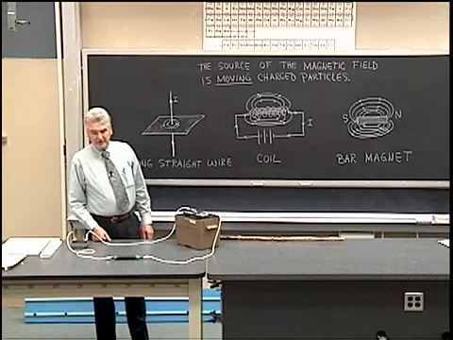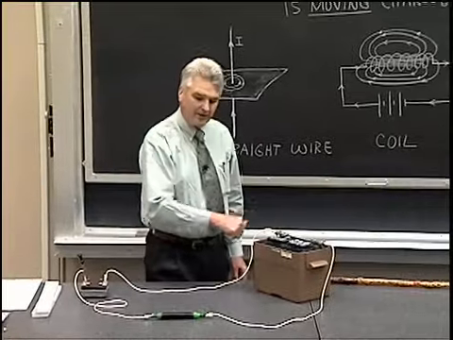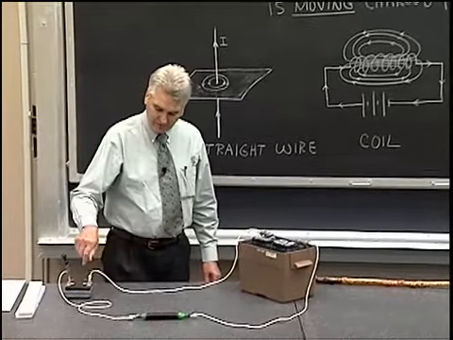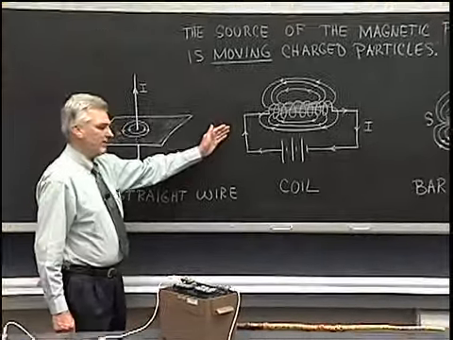Next, I'd like to show you the magnetic field associated with a coil of wire. Here I have a coil of wire hooked up to a battery, and when I throw the switch, the current is going to flow through this coil and back into the battery. Here's a circuit diagram for that.